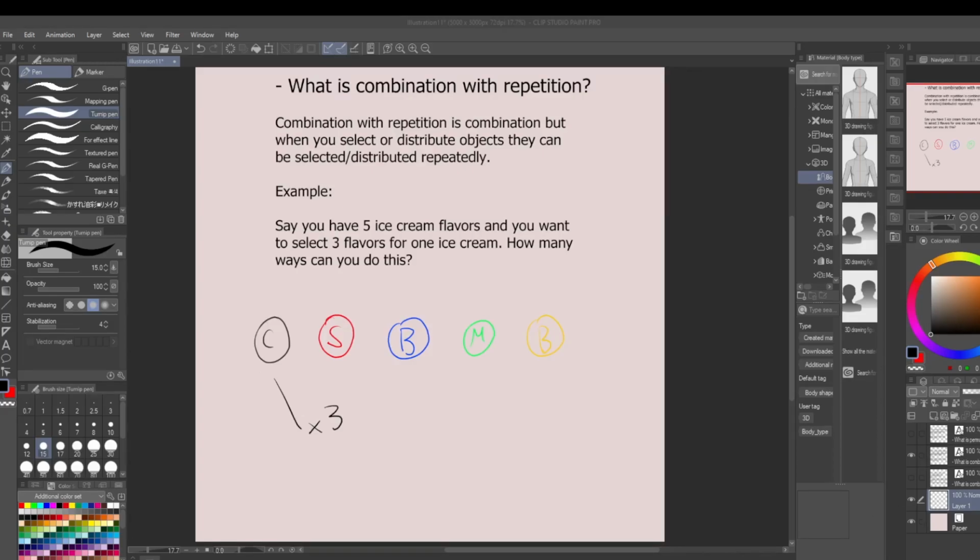These 2 factors help us determine if this is a combination with repetition problem. First is the fact that there is no order needed, and the second one is that the objects can be selected repeatedly, which makes this a combination with repetition problem.